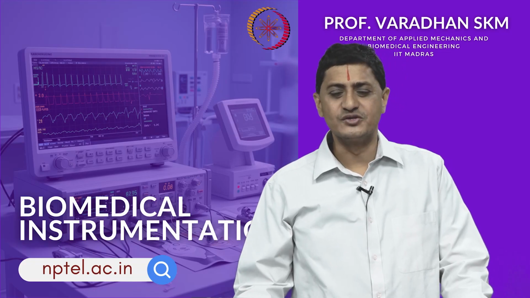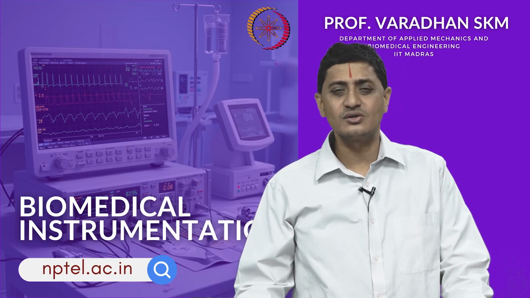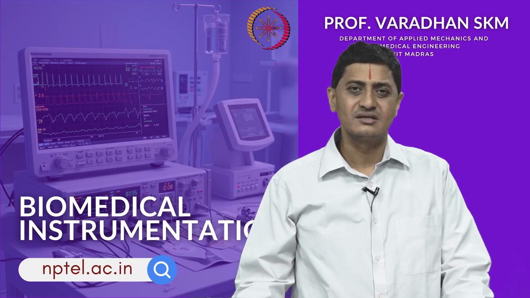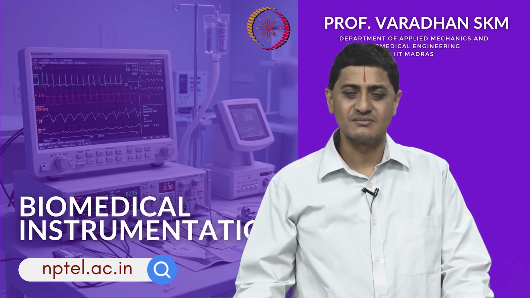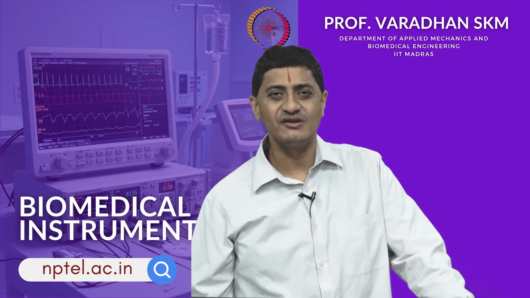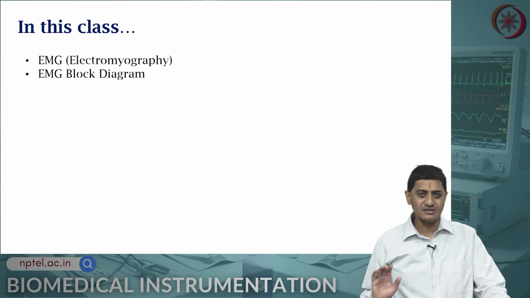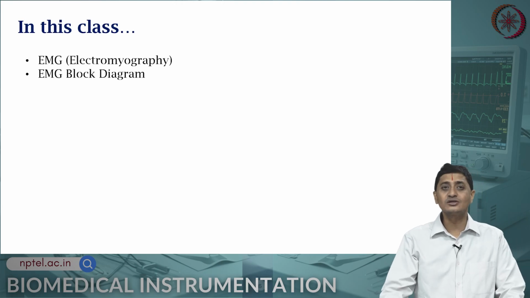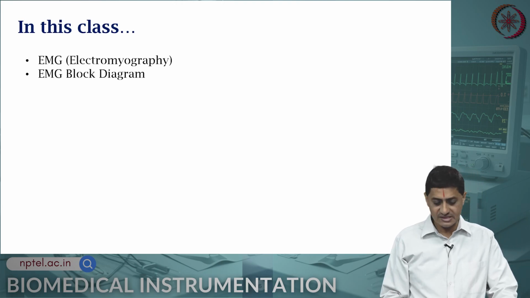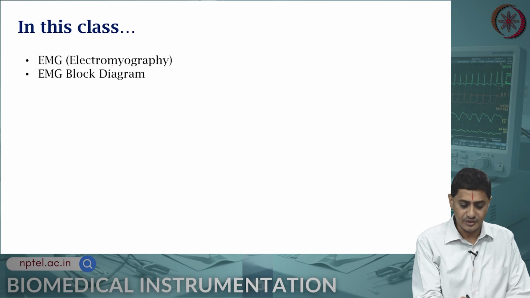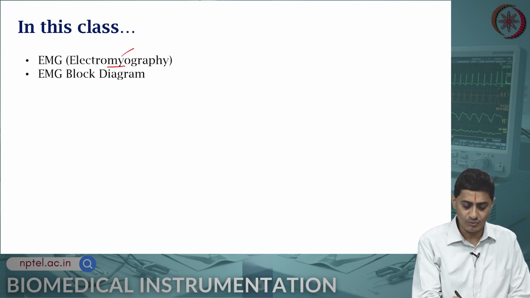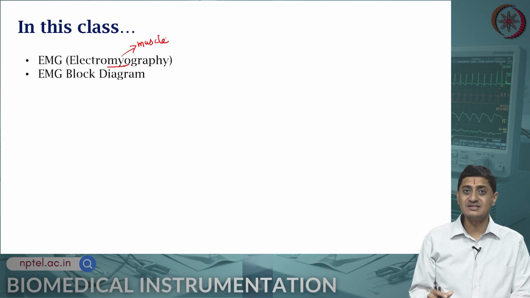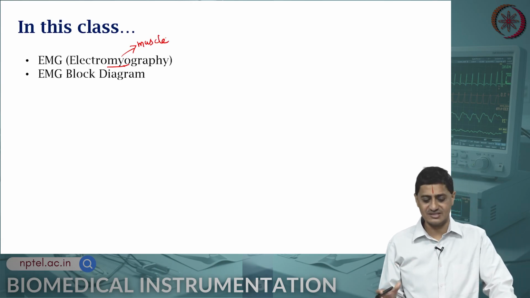In the previous set of videos, we looked at electroencephalography or EEG, or brain electrical activation. The previous week, we looked at ECG. In this set of videos starting from now, we will look at what is called electromyography. Myo means muscle. Electromyography means electrical activity of muscles.